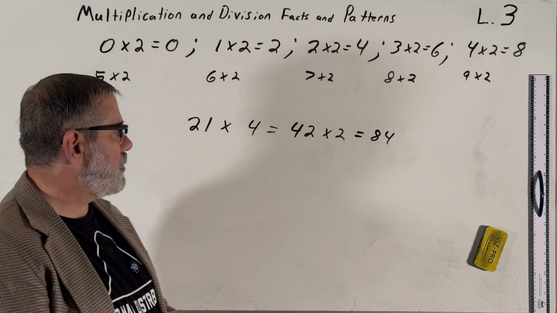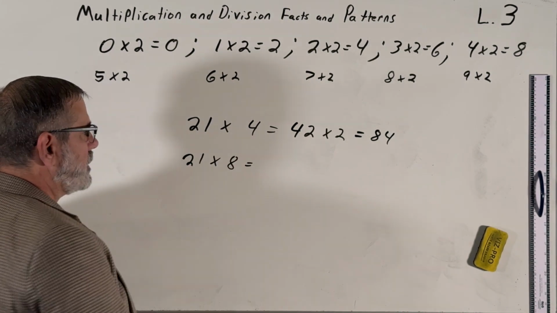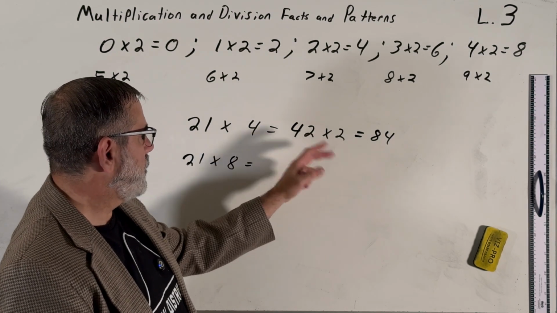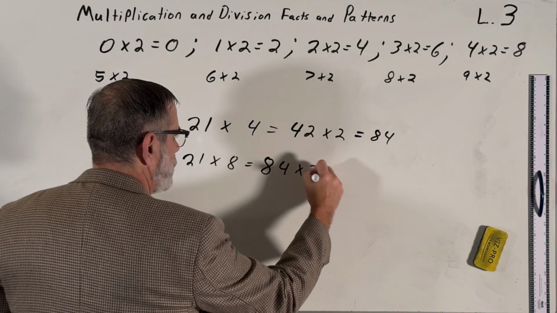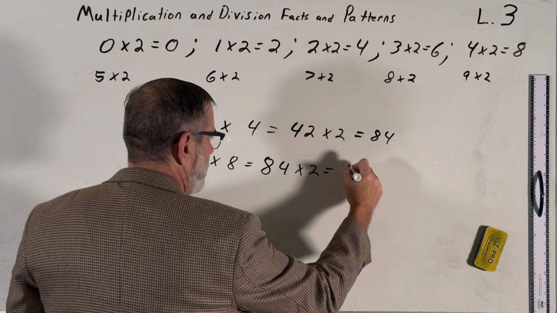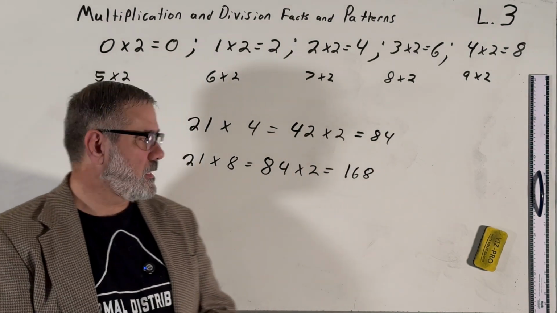Similarly, I could multiply something times 8. So what if I want to multiply 21 times 8? Well, I already did the doubling 2 times here. So I could double it one more time, 84 times 2. That's going to give me 168. So 21 times 8 is 168.